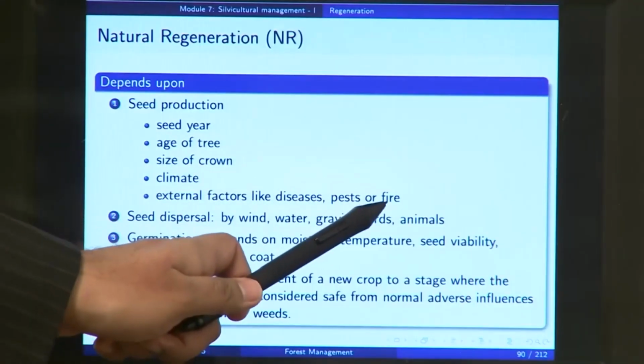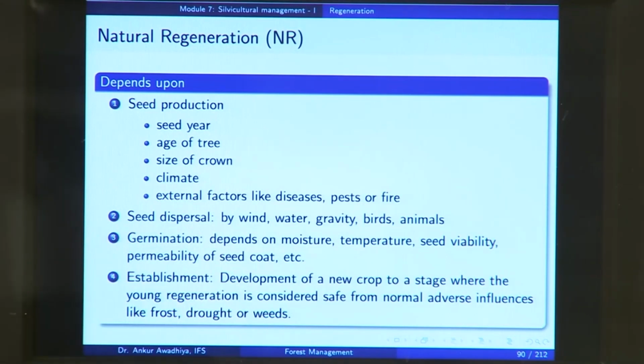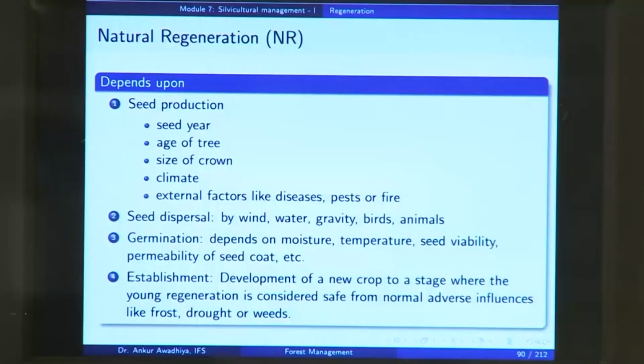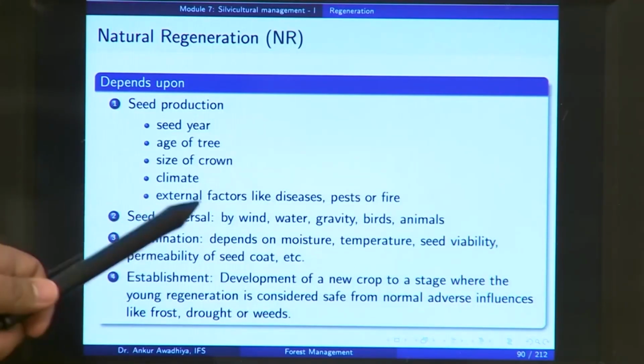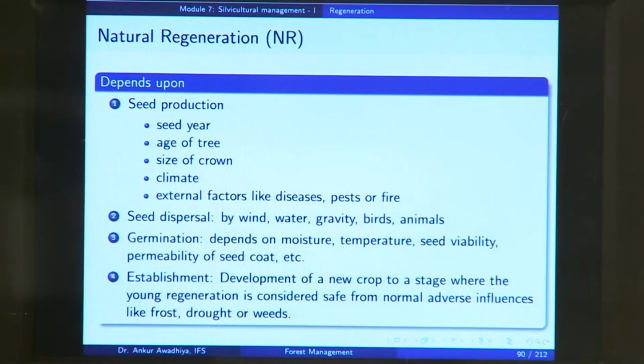It also depends on fire. So, if you have a forest that has recently been exposed to a forest fire, then typically your trees will not be in a very good condition to produce the seeds. Now, natural regeneration also depends on seed dispersal by wind, water, gravity, birds and animals.